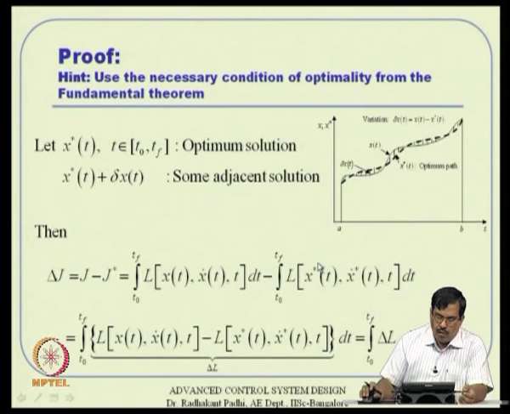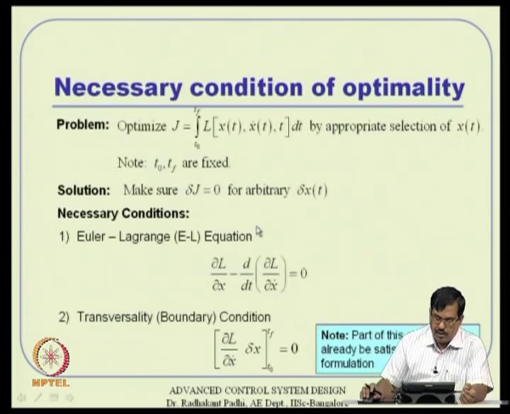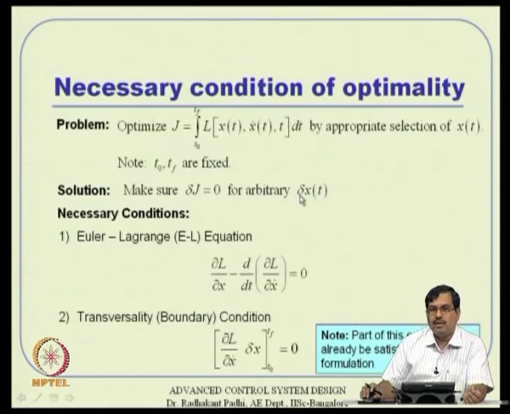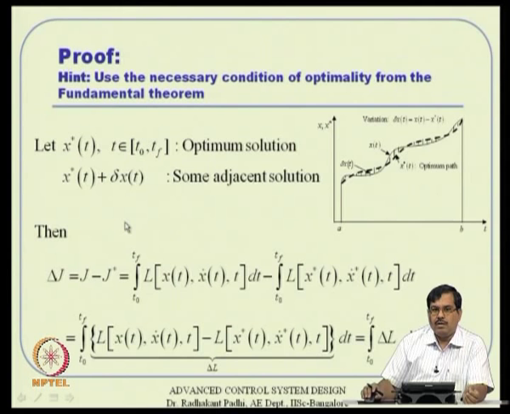The proof is also not that bad. As I told, it can be derived using this first order variation, the necessary condition that the first variation has to be 0, and the fundamental lemma. Very quickly you can see this. If x star of t is the optimum path, and x of t is a neighboring path, then I want to analyze this delta J, which will pop up, one because of x of t, another because of x star of t, and I want to take the difference between the two.